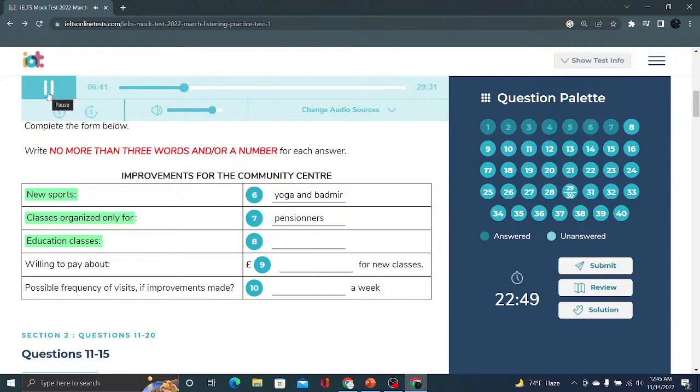What kind of classes do you think the centre should offer that it doesn't already? Well, I suppose the kind of thing that's no longer offered at the local college. Things like arts and crafts.